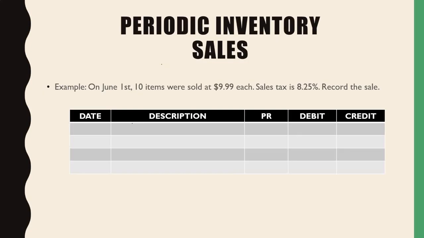Okay. So let's go ahead and dive right in. Example number one: June 1st, 10 items were sold at $9.99 each, and sales tax is 8.25%. Record this sale. What I'm going to introduce to you is, we need to figure out what the assumption is. When we do a sale, if we're charging our customers $9.99 each, what is it that we are going to be receiving?